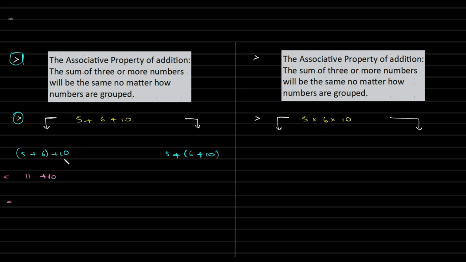So 5 plus 6 is 11 and 10 I'm just copying, and the entire thing is 21. 5 plus 16, right? 6 plus 10 is 16, and we have this to be 21 again.